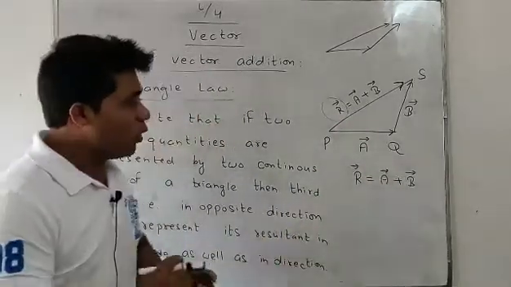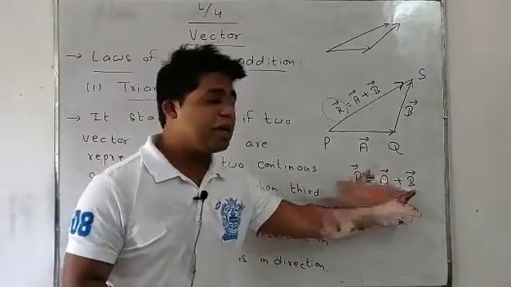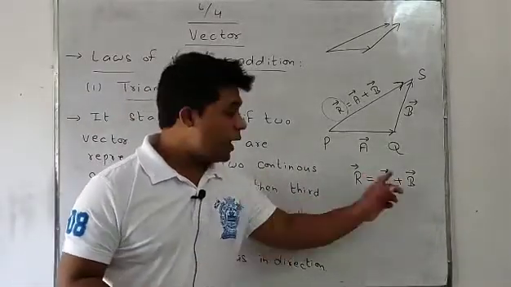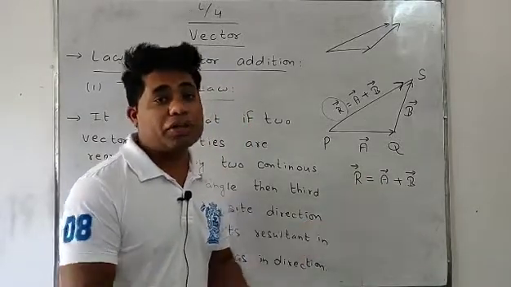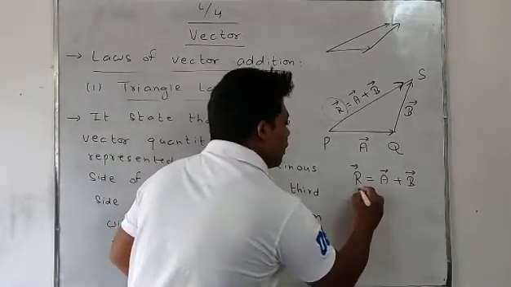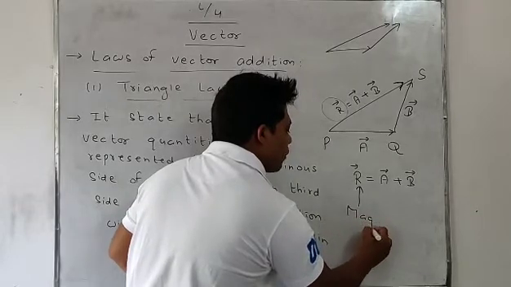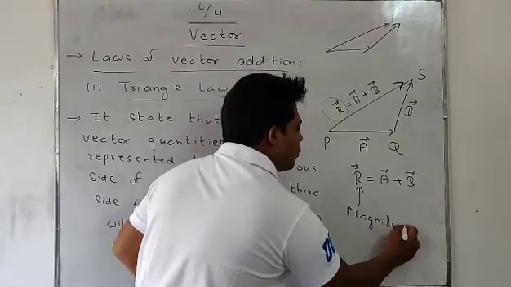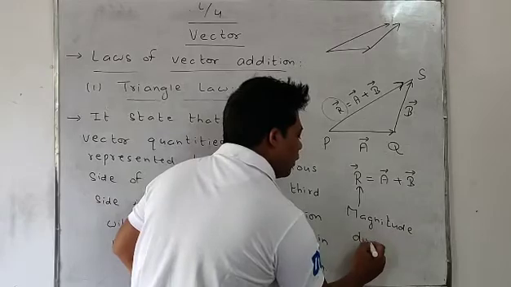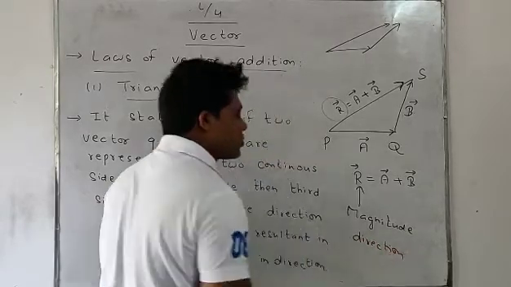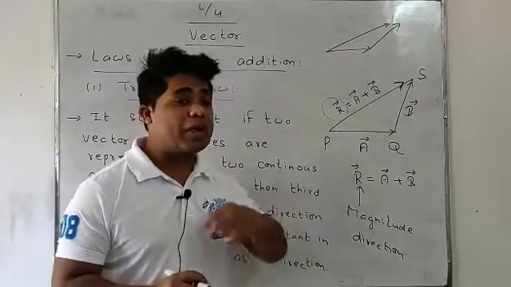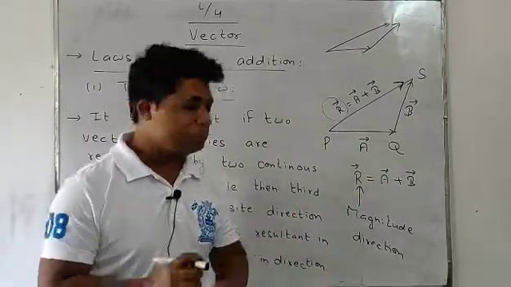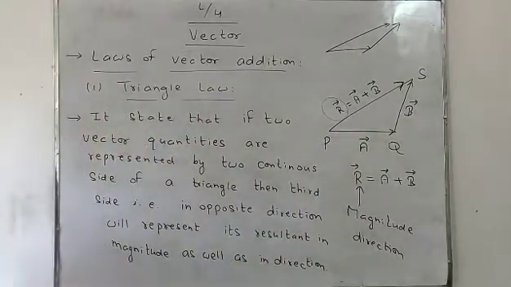If you want to find the addition of vector A and vector B, we have to find the value of R, the resultant. We have to find its magnitude and its direction. The magnitude of this R will give the addition of vector A and vector B. Understood?